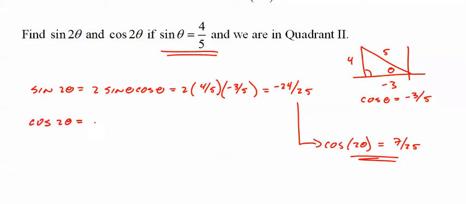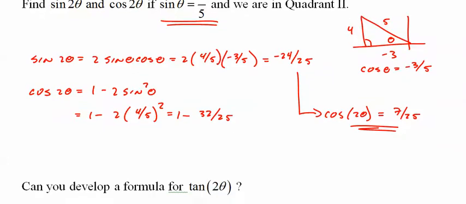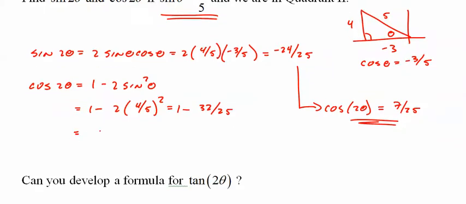Cosine of 2 theta equals 1 minus 2 sine squared theta. 1 minus 2 times 4/5 squared. 1 minus 2 times 16, 32 25ths. At which point, oh, I must have screwed up. Something's wrong here. 25, darn, I was close. 25 over 25 minus 32 over 25 equals -7 25ths.